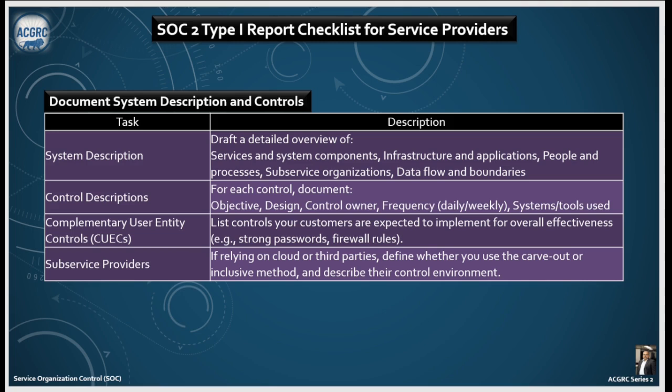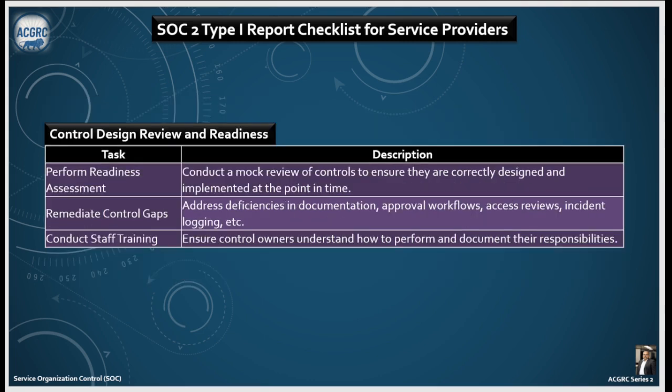Next is list the controls your customers are expected to implement for overall effectiveness. Are there controls? What are the controls? How should the control look? That is something for which a thought process should be put up. If you are relying on cloud or third parties, define whether you use the carve-out or inclusive method. Describe their control environment. You need to be sensitive to this and careful.